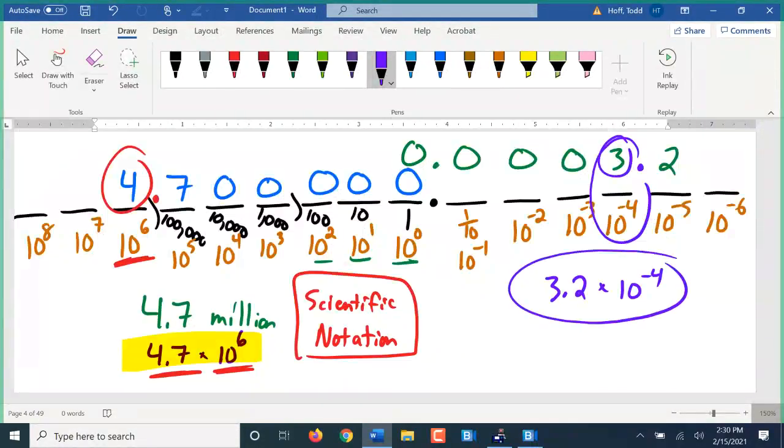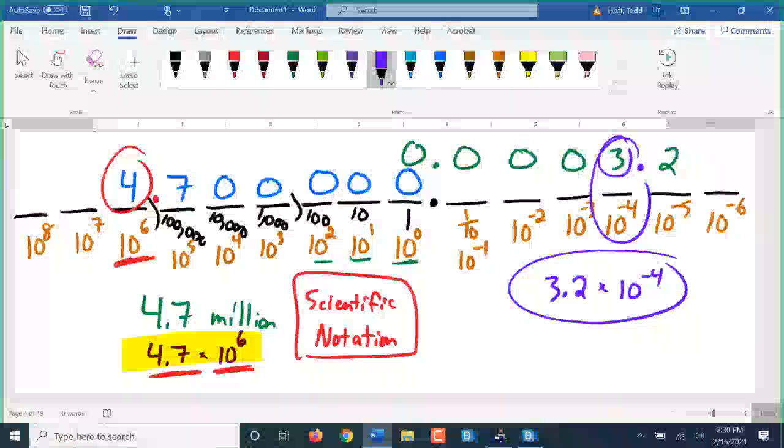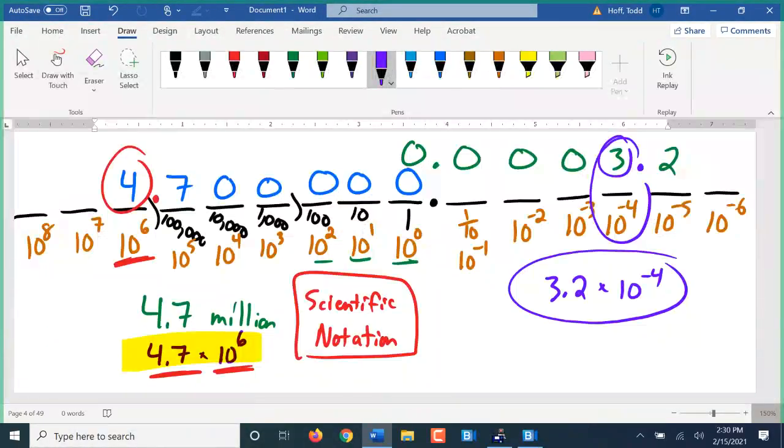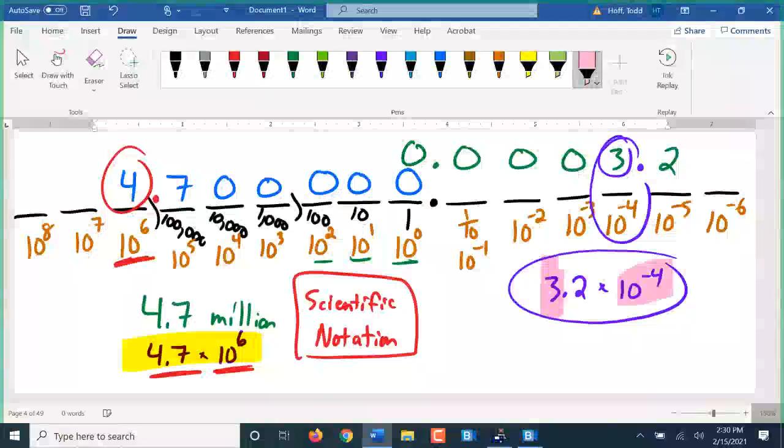That's how scientific notation works, is we are naming the place value of that lead digit, that first digit that's before our decimal point there. That's saying this 3 is in the 10 to the negative fourth place value. We wrote that as a standard number.